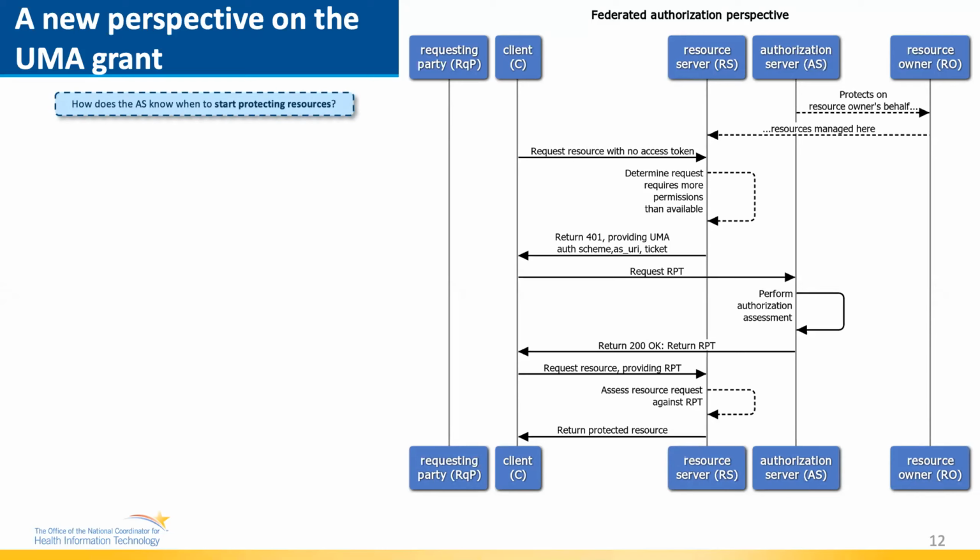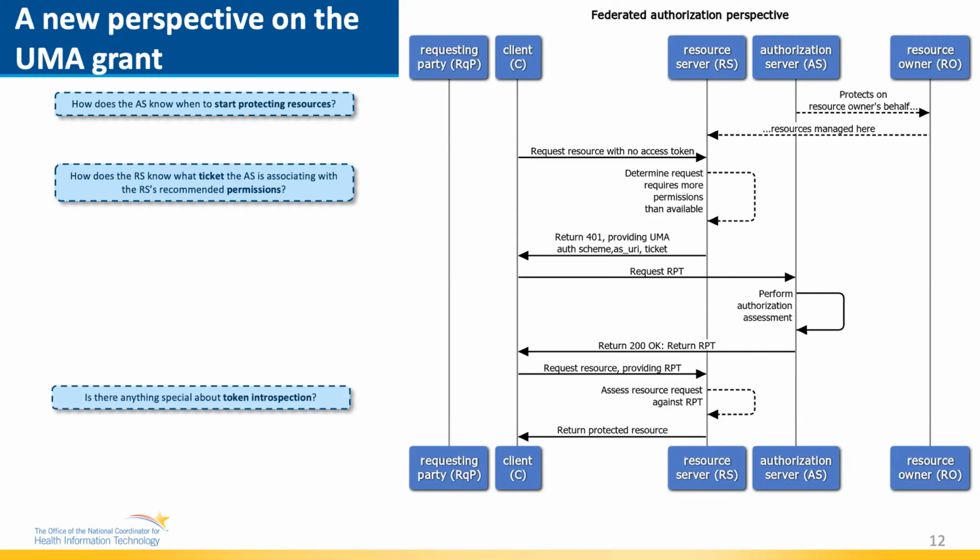How does the AS know when to start protecting resources? And how does the resource server know what ticket the AS is associating with the resource server's recommended permissions that the AS should start working on when it gets to authorization assessment? And is there anything at all special about token introspection in this case, in the UMA case? So why don't we standardize an interface at the AS for these jobs? And in fact, that's what's been done.